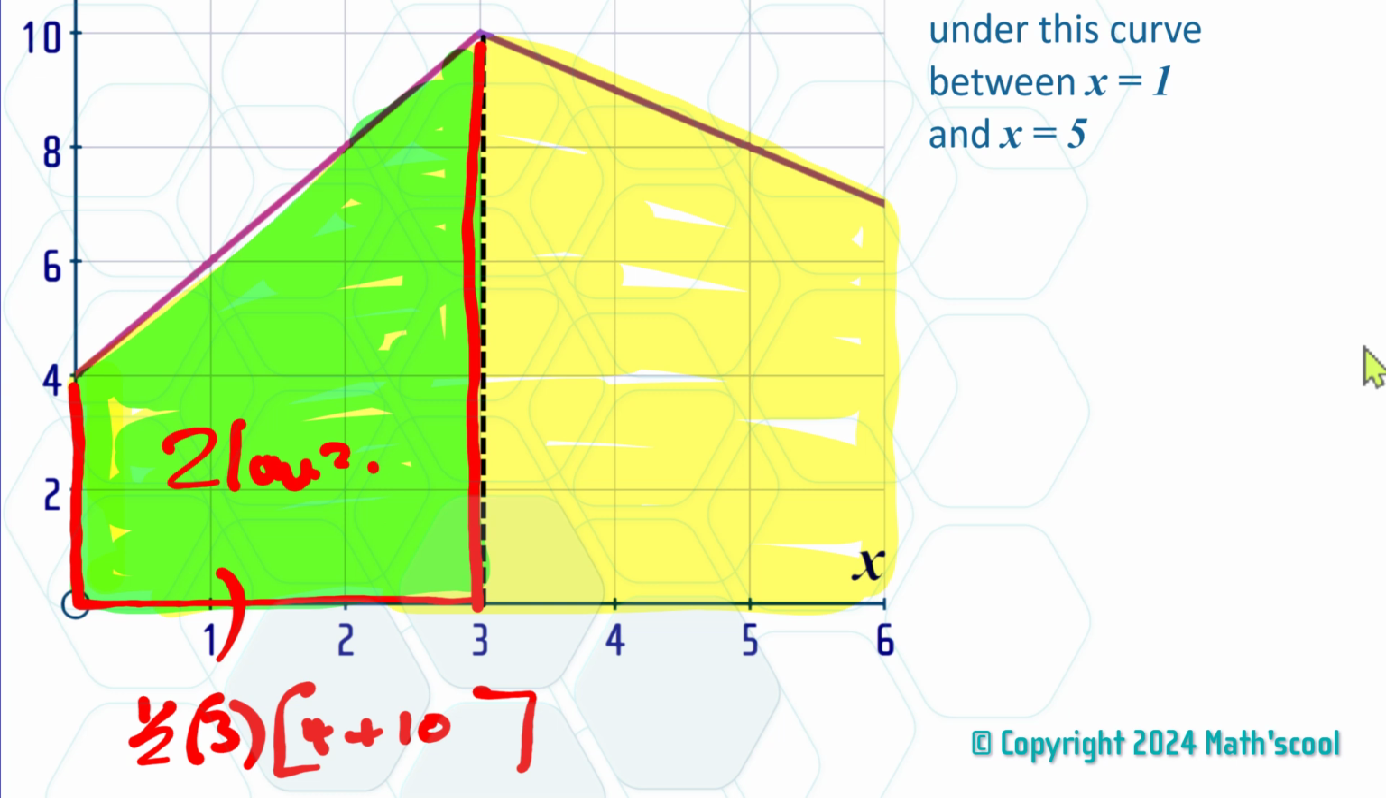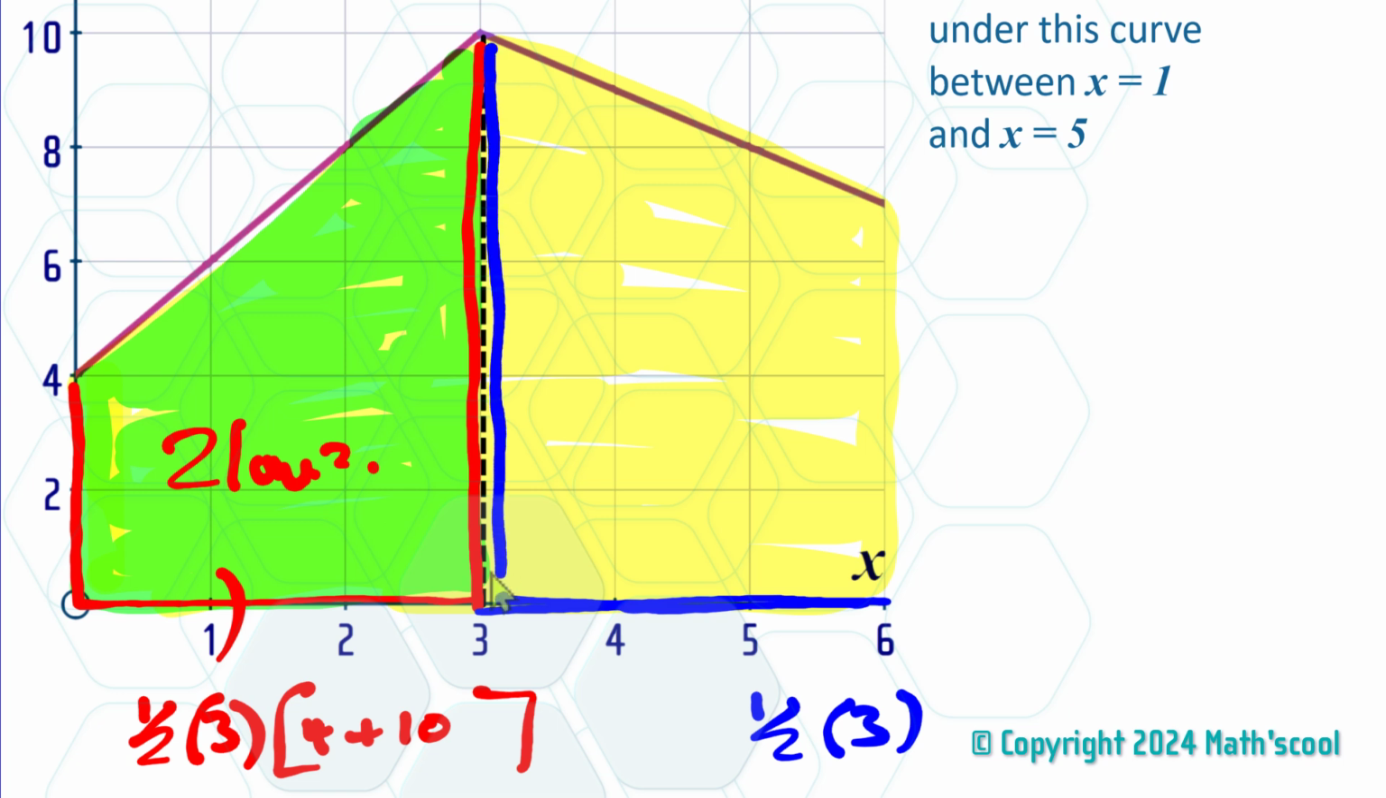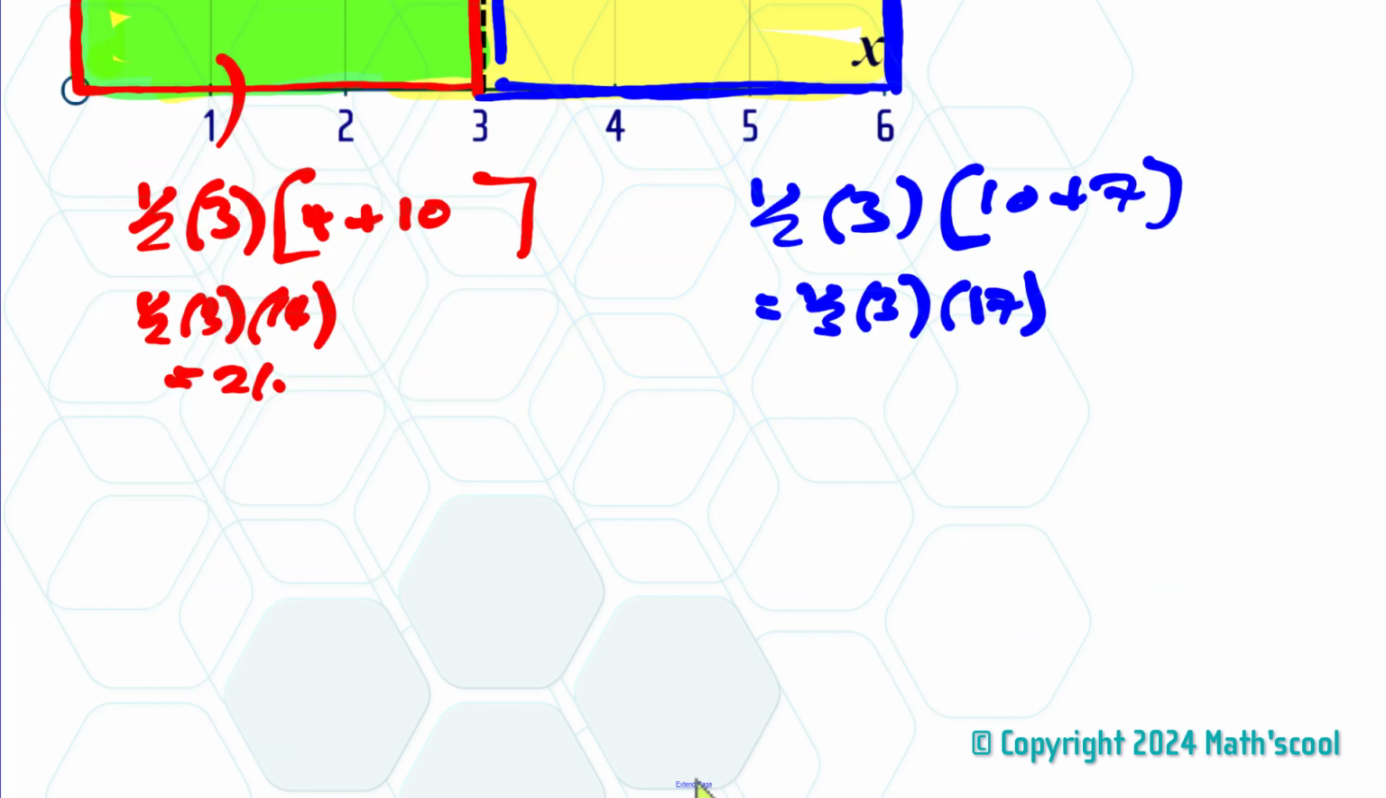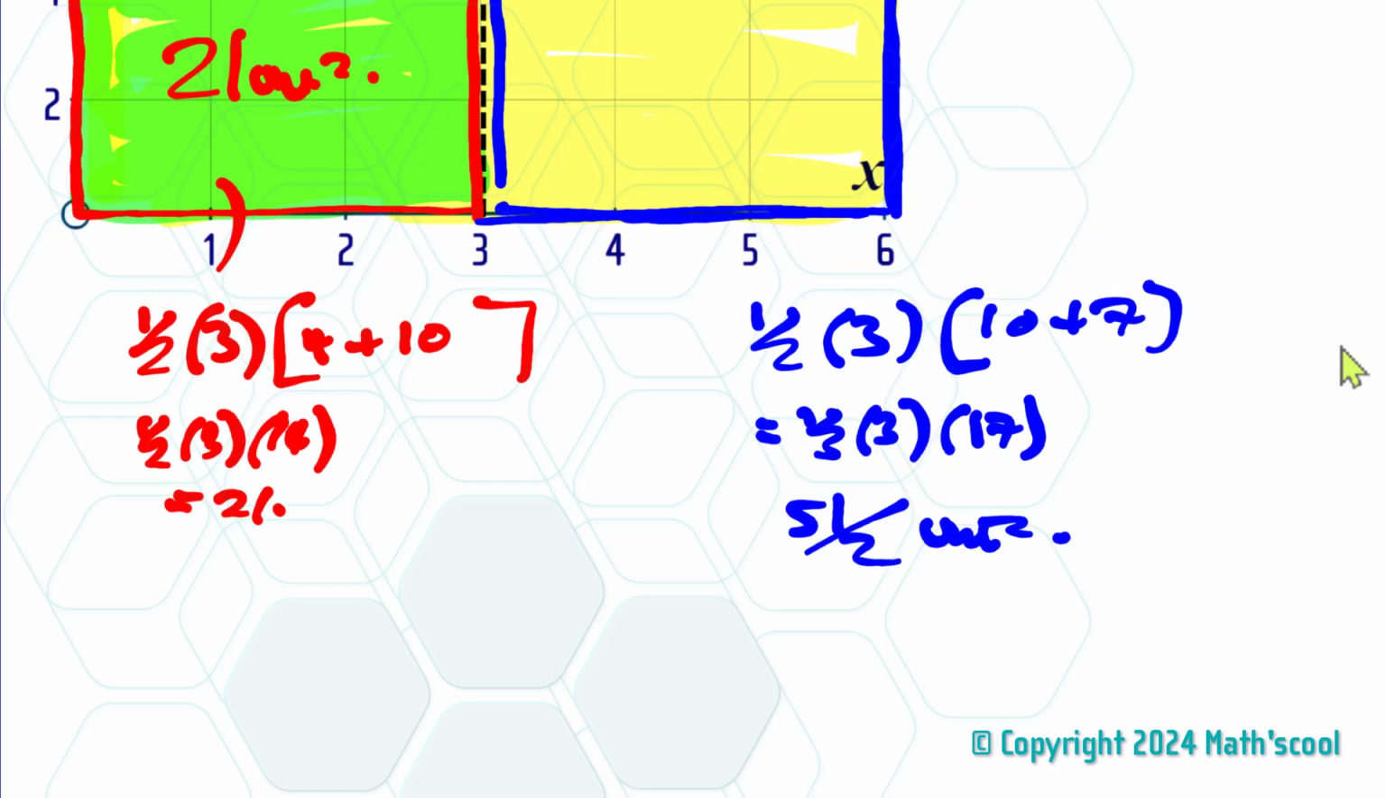And let's do this one now. We're going to do exactly the same thing. A half, h is going to be the gap between the two parallel sides, so that's going to be 3 again. a is going to be one of the parallel sides, so that's going to be 10 again. And b is going to be the other parallel side, and I'm reckoning that's 7. So that's going to give me a half times 3 times 17, which is 51 over 2 units squared, which is 25.5.